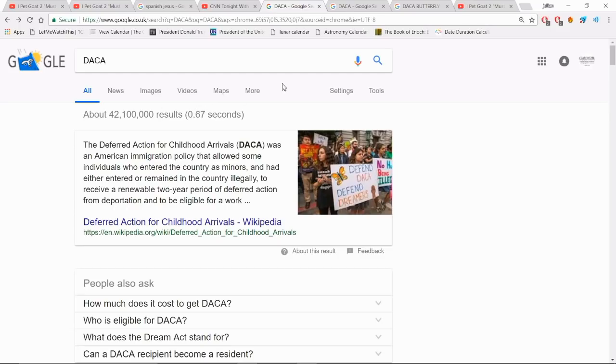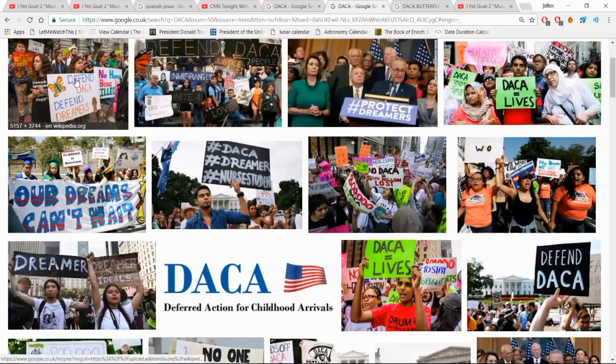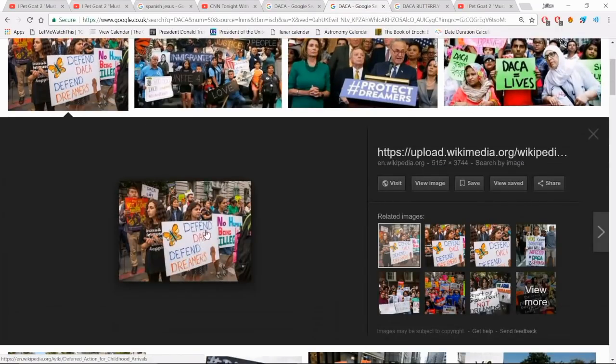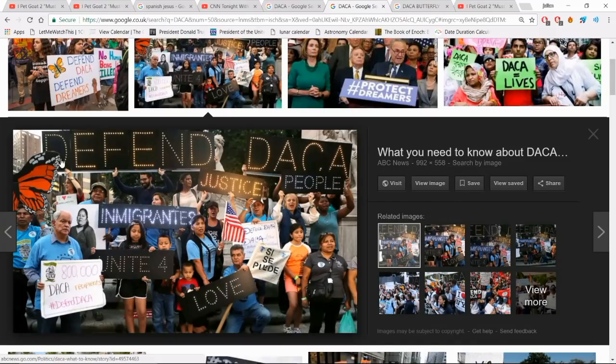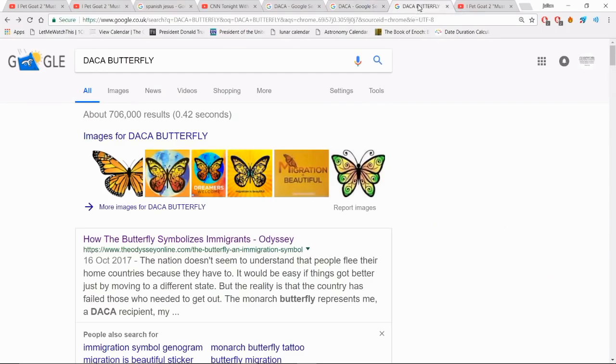So when I was looking at DACA itself, I was looking at the images that they've got here, and I noticed that they've got butterflies. Not only in one image, which you can see over here, Defend DACA, which probably has its own coded numerology attached to it. You've got another image over here where they've got a butterfly. And then I started thinking about the iPet Goat video as well, and how there's a butterfly in there. So I typed in DACA butterfly, and the first link is how the butterfly symbolizes immigrants.